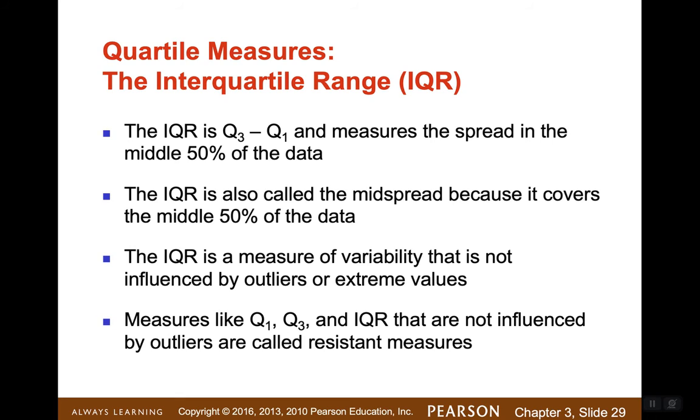IQR gives us a measure of variability that is not influenced by the possibility of outliers or extreme values. All right. So the term we use for things like Q1, Q3, and IQR is resistant measures, because they're not influenced by outliers. So when we look at it, we have a better sense of the true distribution of the data.